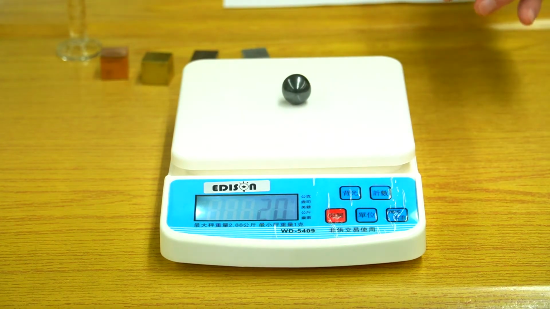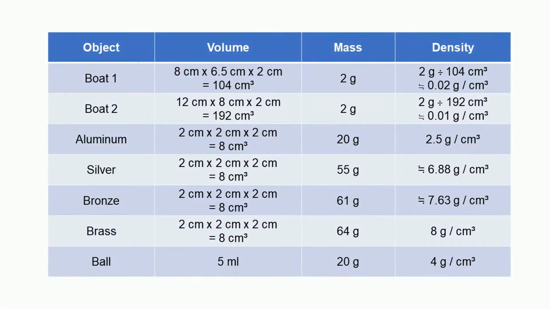20 grams. Boat 1, the volume is 8 centimeters by 6.5 centimeters by 2 centimeters, and that equals 104 cubic centimeters. The mass is 2 grams. The density is 2 grams divided by 104 cubic centimeters, so that is going to be a density of 0.02 grams per cubic centimeter.